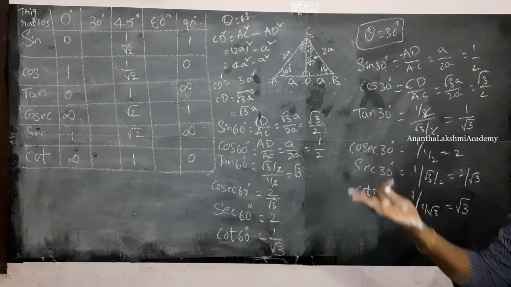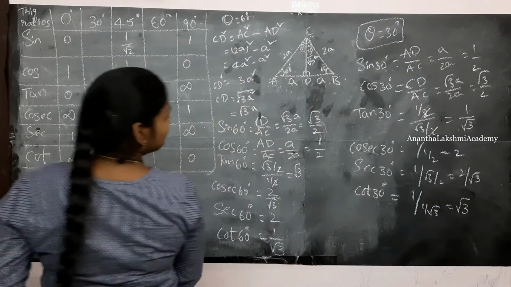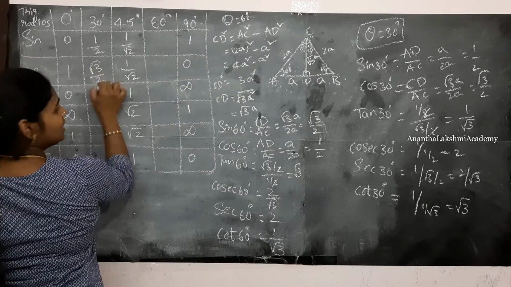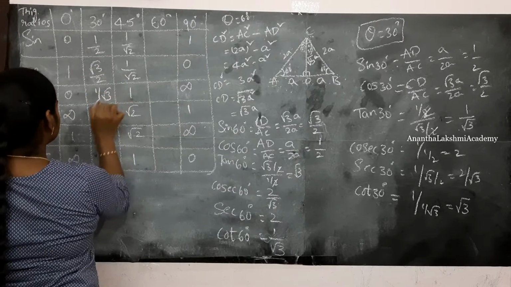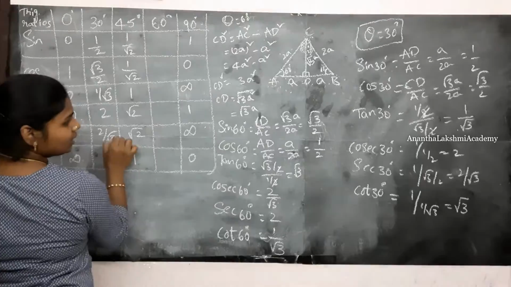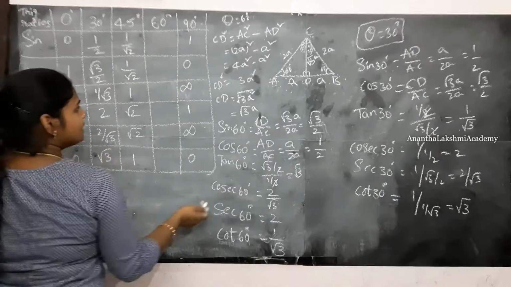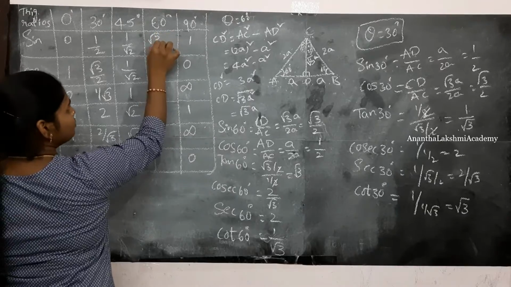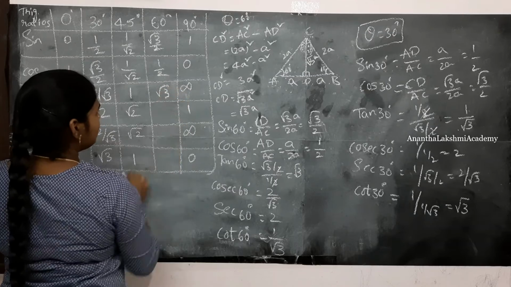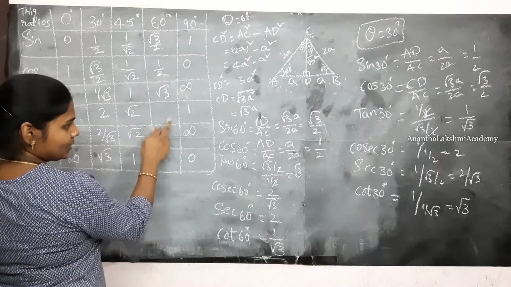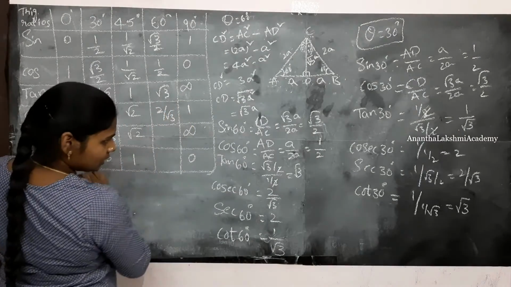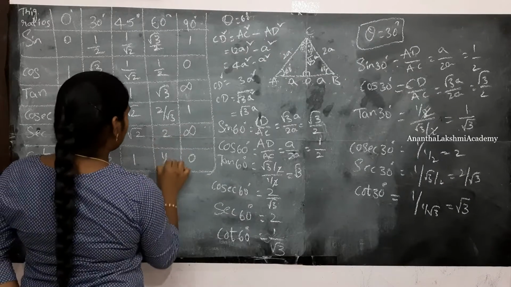So can we add these values to our table? Let's do that. What is sine 30? 1 by 2. Cos 30, root 3 by 2. Tan 30, 1 by root 3. Cosecant 30, 2. Secant 30, 2 by root 3. And cot 30 is root 3. 60 degrees. Sine 60 is root 3 by 2. Cos 60 is 1 by 2. Tan 60 is root 3. Next, cosecant 60 is 2 by root 3. And the other is 2, and 1 by root 3.